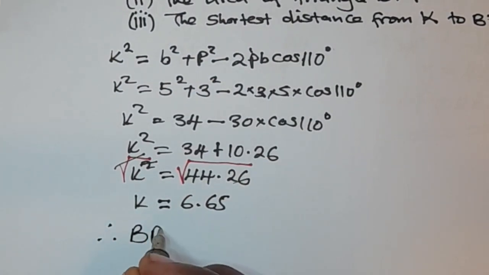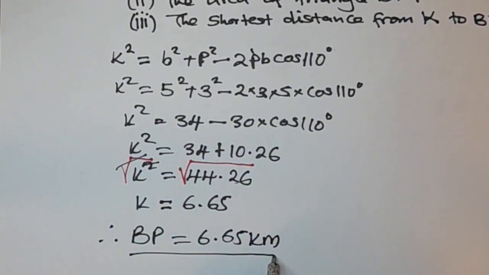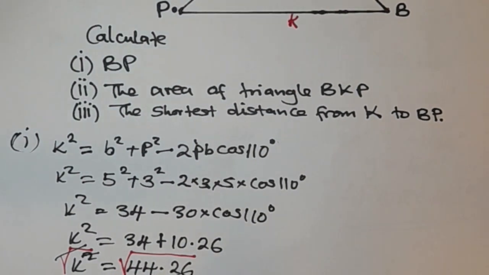Okay. So now, since they are looking for BP, you now conclude and say, therefore, BP is equal to 6.65, and the units are in kilometers. So this is the BP. Then let's look at the second one.